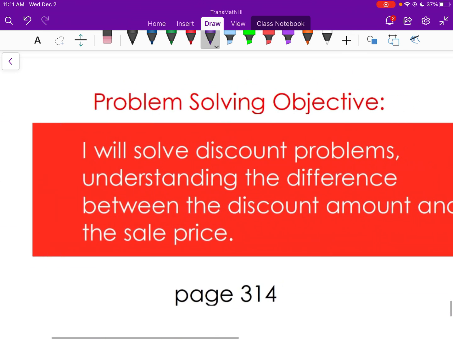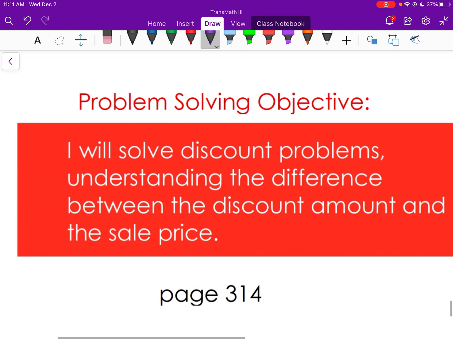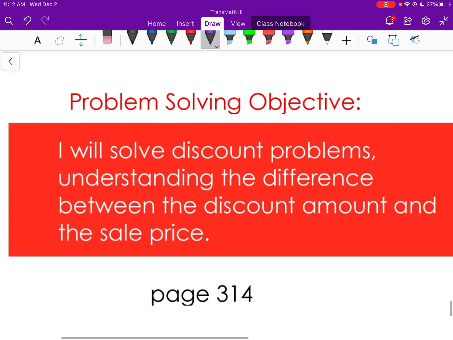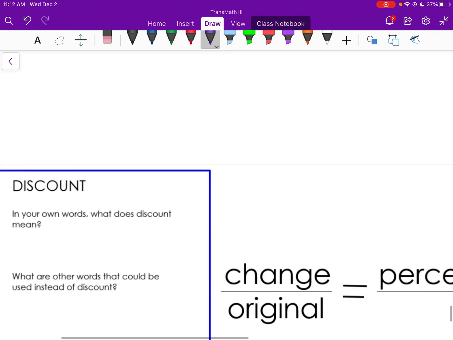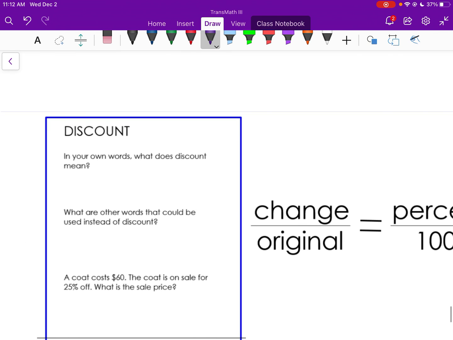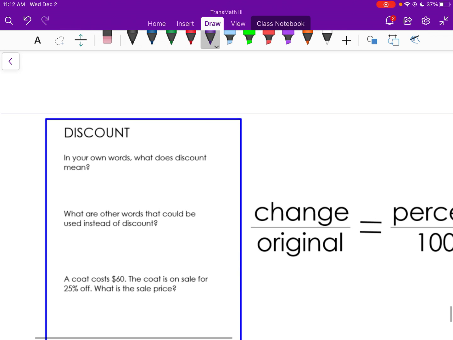Okay, so problem solving today. I will solve discount problems, understanding the difference between the discount amount and the sale price. Okay, so in this case, in your own words, what does discount mean? Discount means a price off, money off of the original price. So again, a discount is how much you're getting off of that original price.